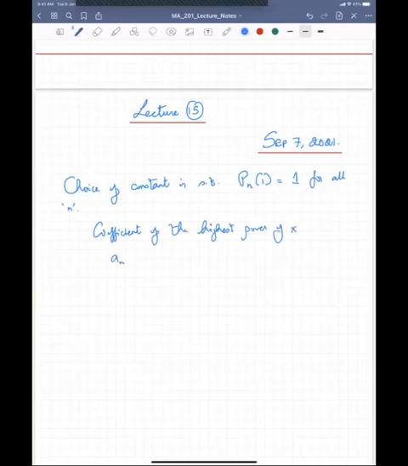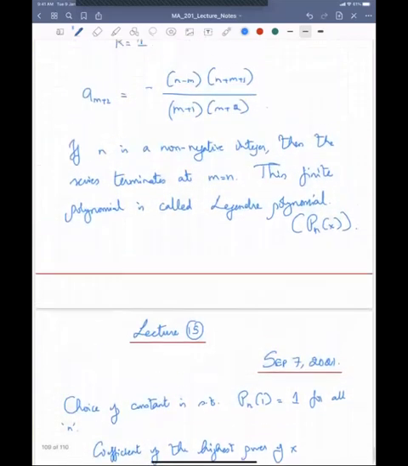Let's call this a_n, and you choose this to be (2n)! divided by (2^n times n!) whole squared. Once you choose the highest power this way, remember that the rest are determined by the recursion relation, because you have this recursion relation.